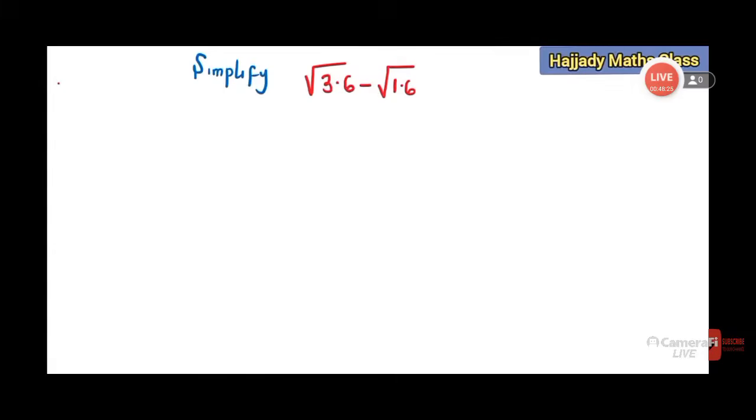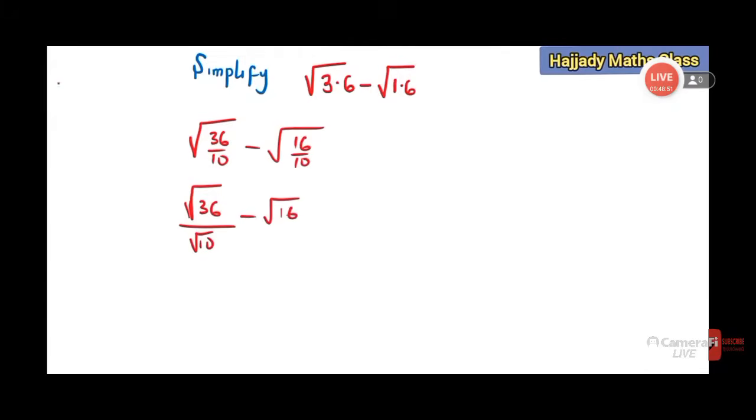Now in simplifying this, we need to convert this to fraction, likewise this. So from here we have square root 36 over 10 minus root 16 over 10. From the law of surds that we've treated in our previous class, we know that this is the same thing as saying root 36 over root 10 minus root 16 over root 10.